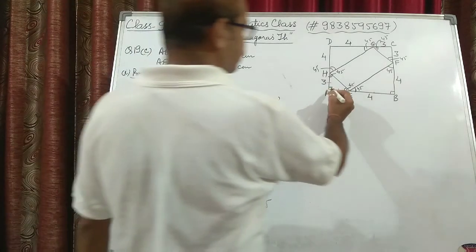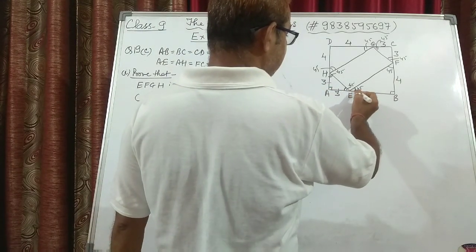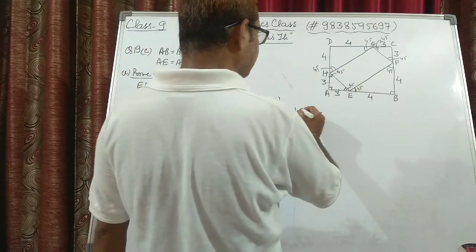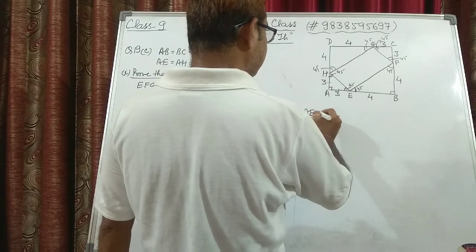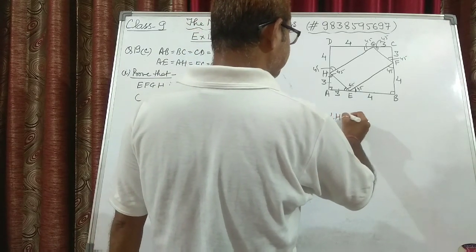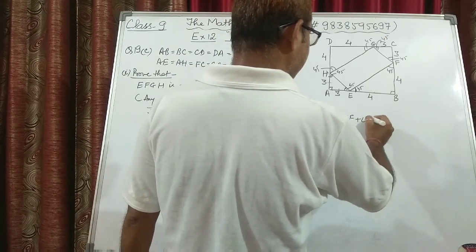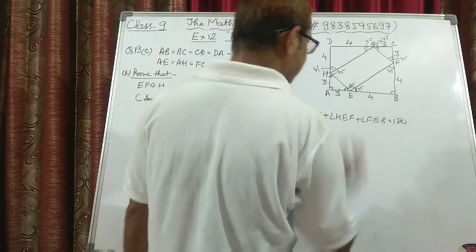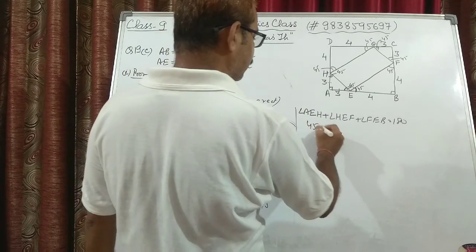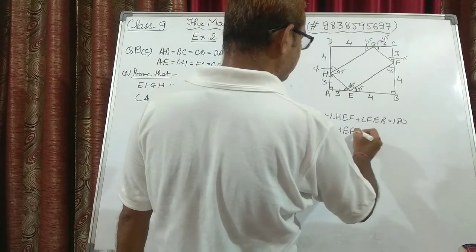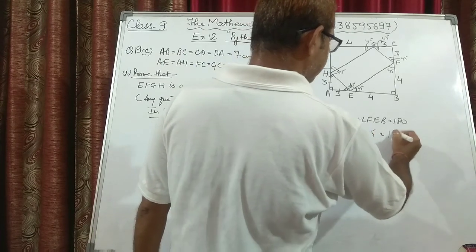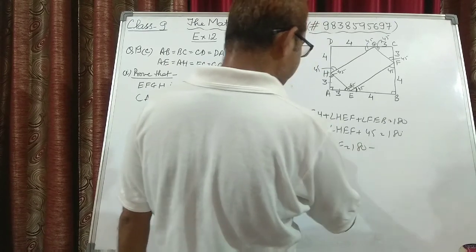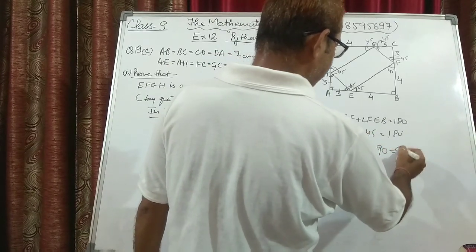Now this is a straight line. This angle plus this angle HEF, what we can say is angle AEH plus angle HEF plus angle FEB is equal to 180 degrees. AEH we have found 45, plus angle HEF we don't know, plus angle FEB is again 45, is equal to 180 degrees. So angle HEF will be 180 minus 45 and 45, which is 90. So it becomes 90 degrees.